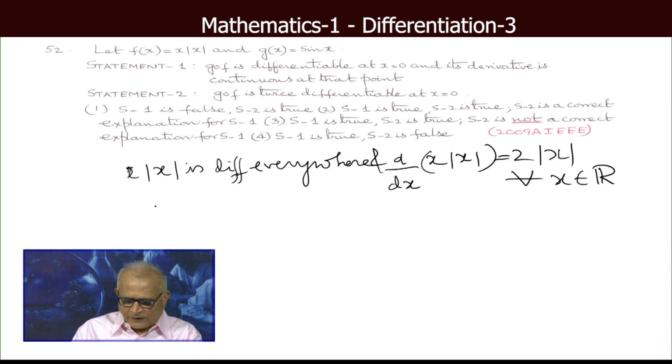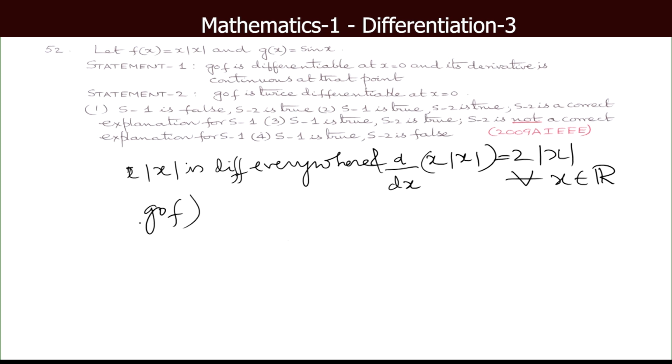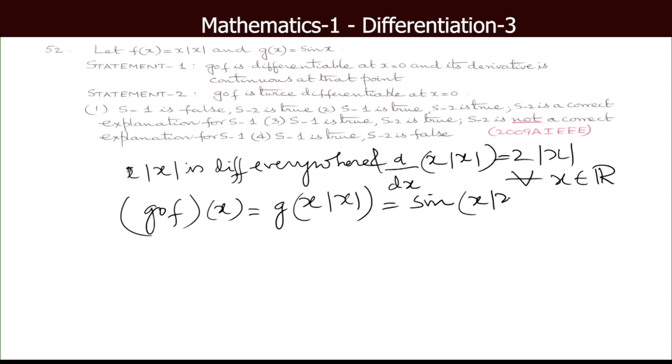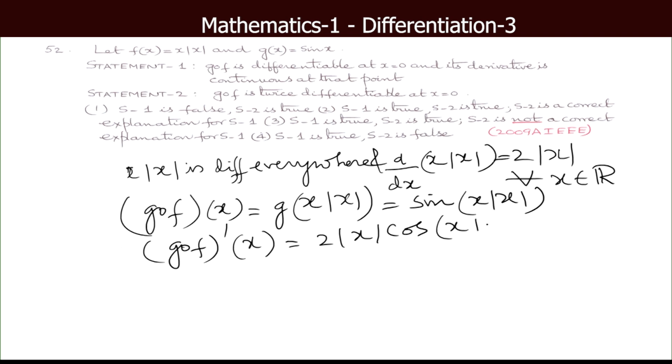Then what is g circle f at x? g of f x is sin of x mod x. Follow? Then g circle f dash at x is cos of x mod x times the derivative of x mod x, which is 2 mod x, so 2 mod x into cos x mod x for all x.